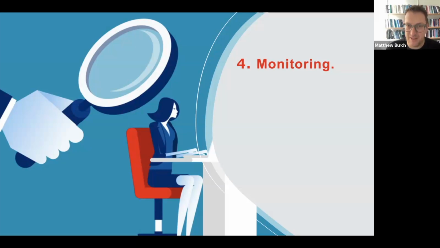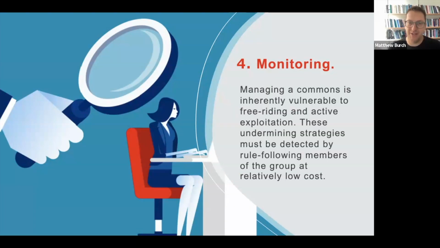To successfully manage a common pool resource, you have to be able to monitor, or keep track of, other people's behavior. Managing a commons, like we talked about, is inherently vulnerable to free riding and to people exploiting the common resource. Those strategies have to be detected by the rule-following members, and they need to be able to do it at a relatively low cost. So I think this is also related. You could think of this as being related to the third principle.